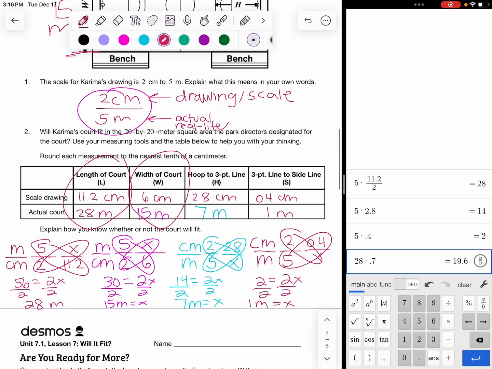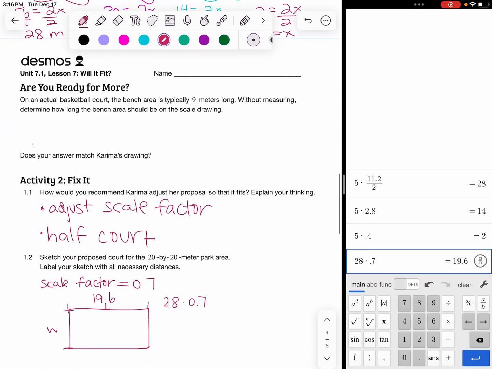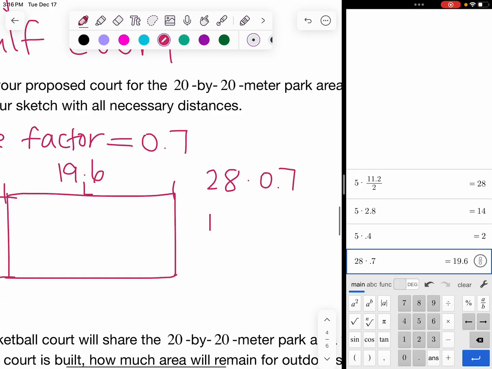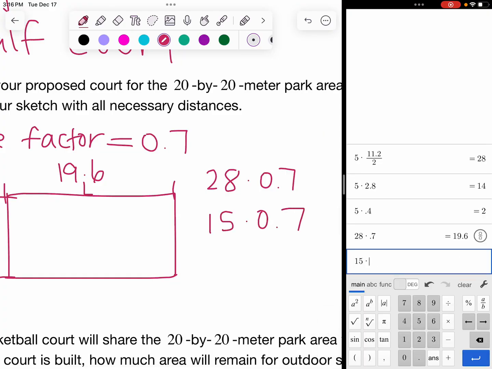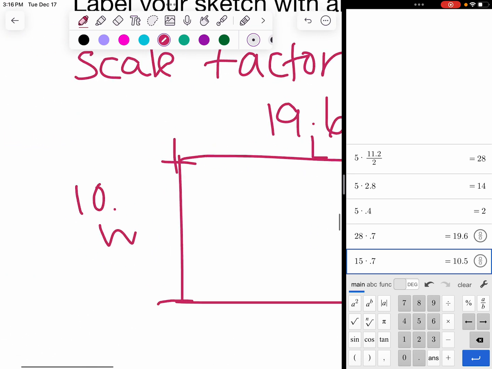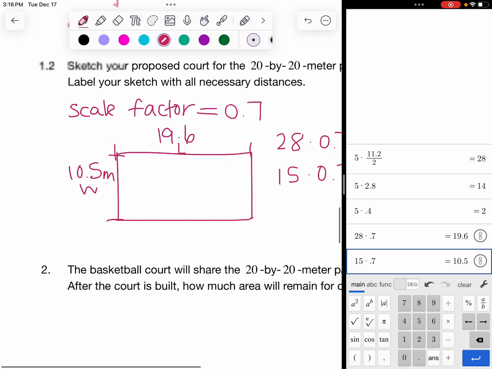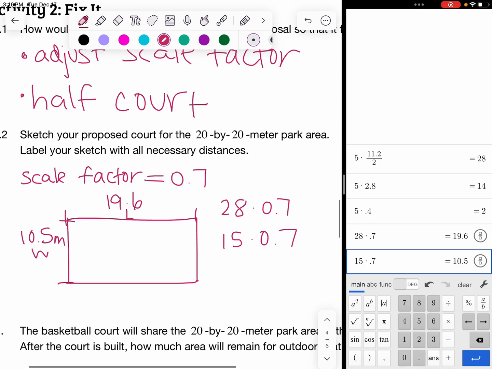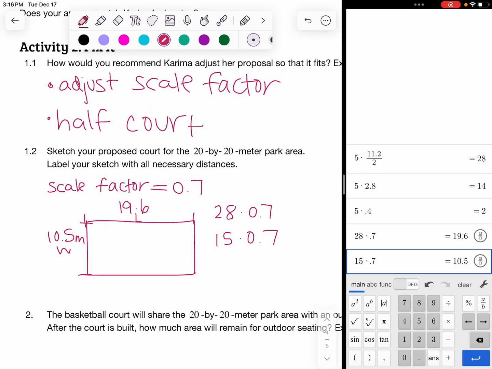Okay, now let's do the same thing with our width. Our width was 15. So again, we're going to take 15 times 0.7, and we get 10.5. So 10.5 meters would be our width, and that would also fit. So that's just one example of something that we could do to get a smaller basketball court. If you chose another way, that would work as well.